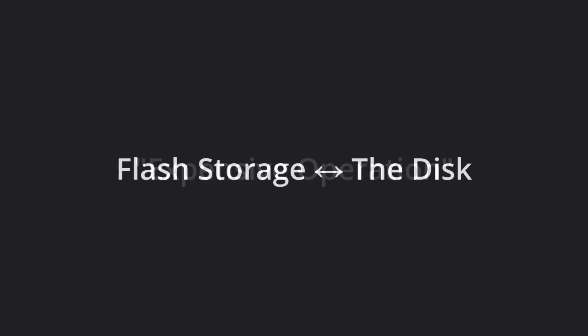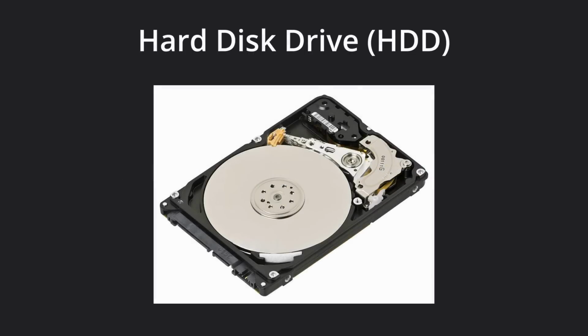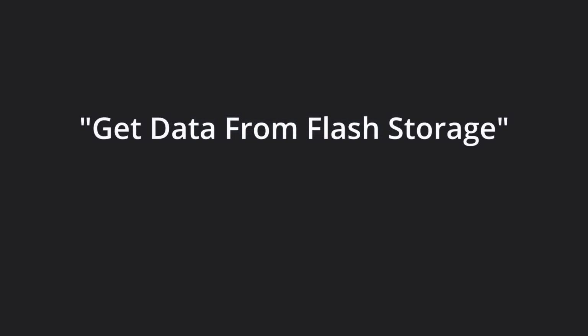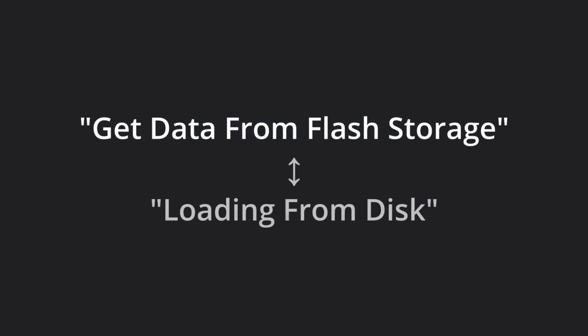You'll also hear flash storage referred to as the disk, which is a reference to another type of non-volatile memory, hard disk drives, that use a physical spinning disk to store memory and used to be more common. It's kind of like how we still say roll down the window. So, getting data from flash storage will often be referred to as loading from disk.